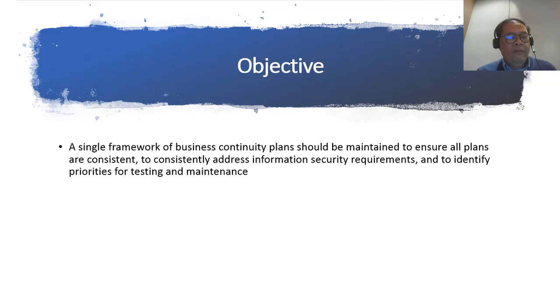The framework, just like any other framework we talked about before: a single framework of business continuity plans should be maintained to make sure all plans are consistent. I talked about at the very beginning that in organizations that are multi-location, and maybe across countries, across the globe, it's very important that we have a framework, especially as we may have different laws and regulations in different countries to enforce health and safety and so on. So you need to have a framework that will allow that flexibility individually in different countries, but also maintain a consistent recovery time objective or consistent strategies and so on.